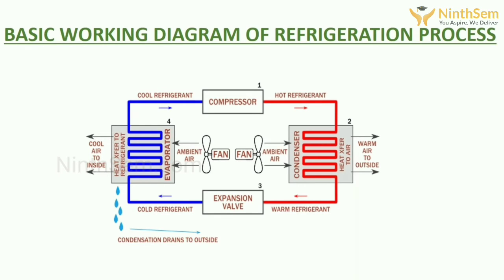After that, it will go to the expansion valve, where pressure will decrease suddenly. At this stage, the refrigerant will become very cold, and will go to the evaporator coil. At last, the evaporator coil absorbs heat from the air of the conditioned space.